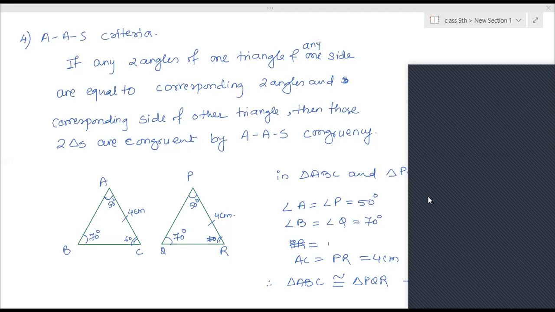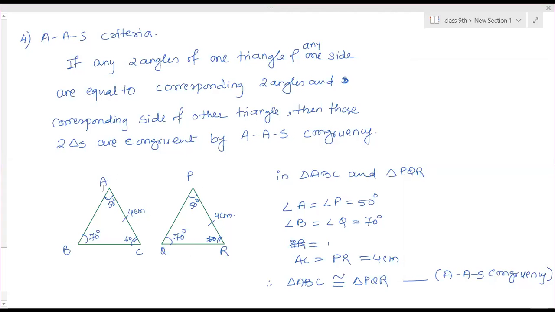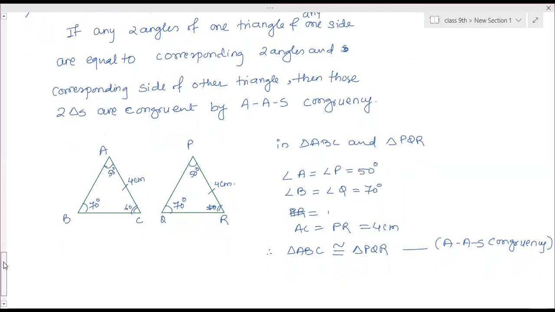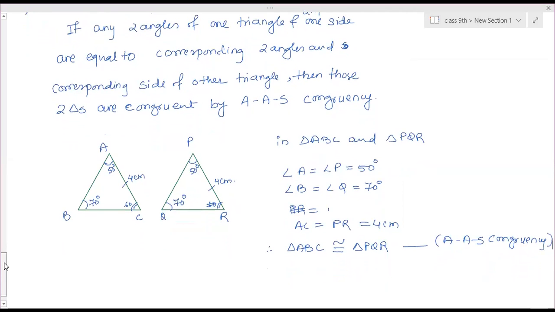Done? Yes, ma'am. Ma'am, actually, I just have a doubt. Not a doubt, but I think the answer is wrong because I checked it two times, whatever I did. Which one? It is now 1 by root 2 plus root 3.